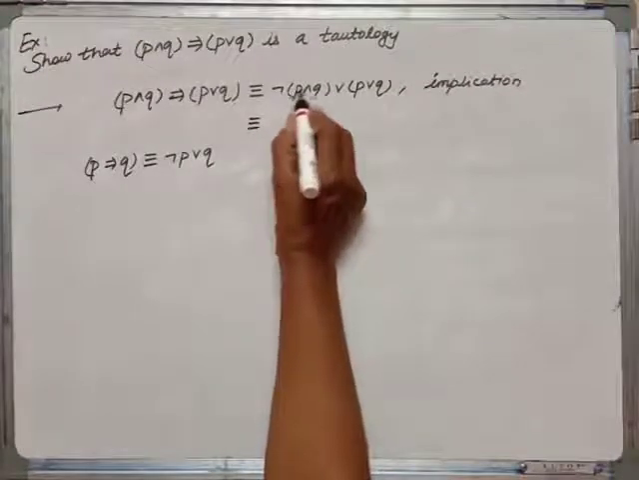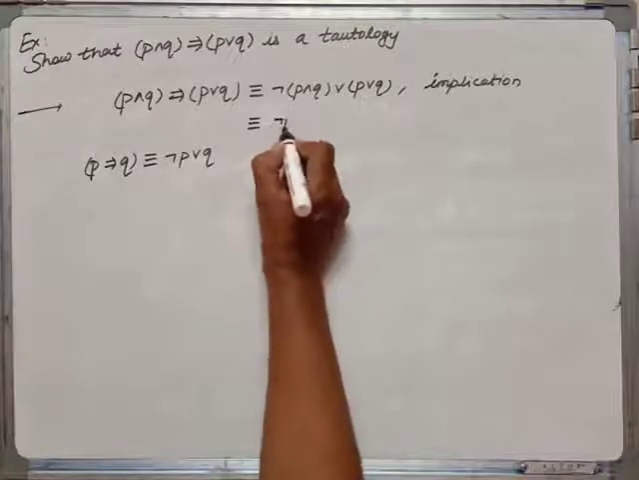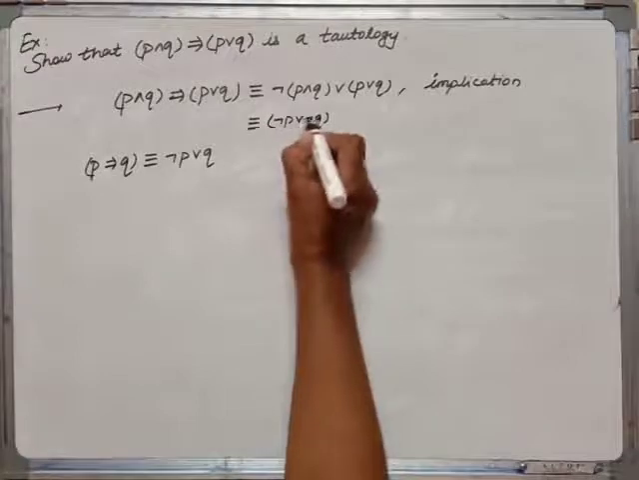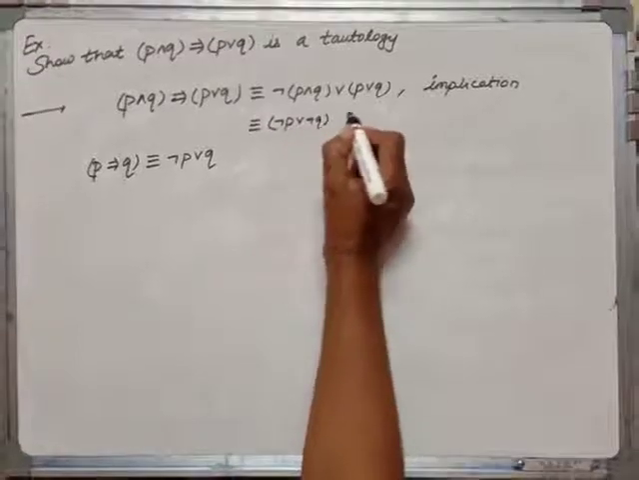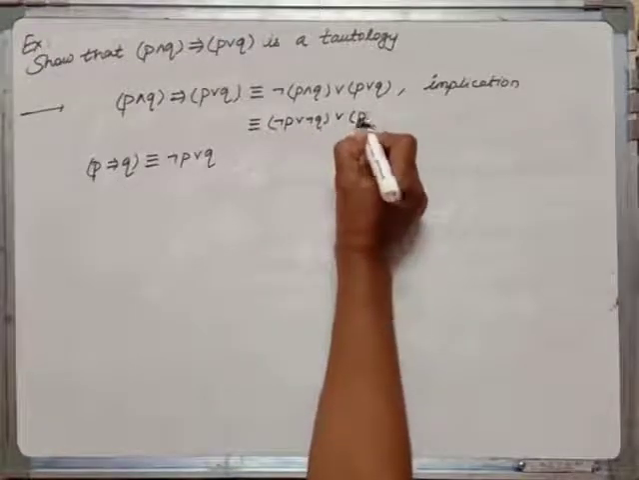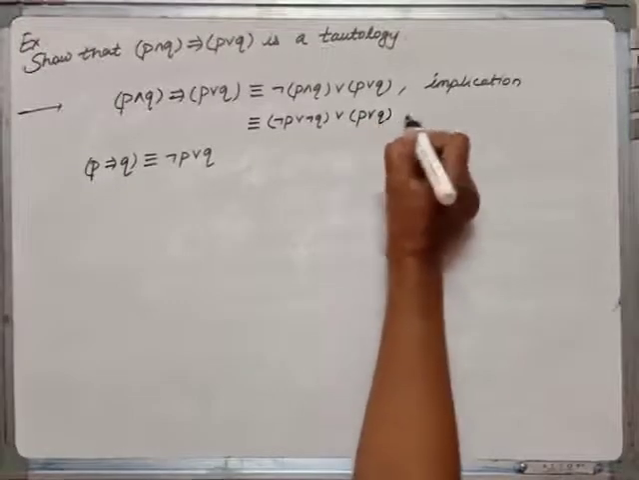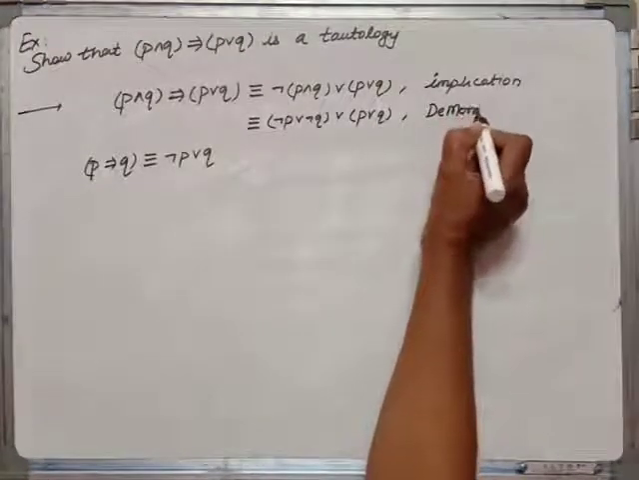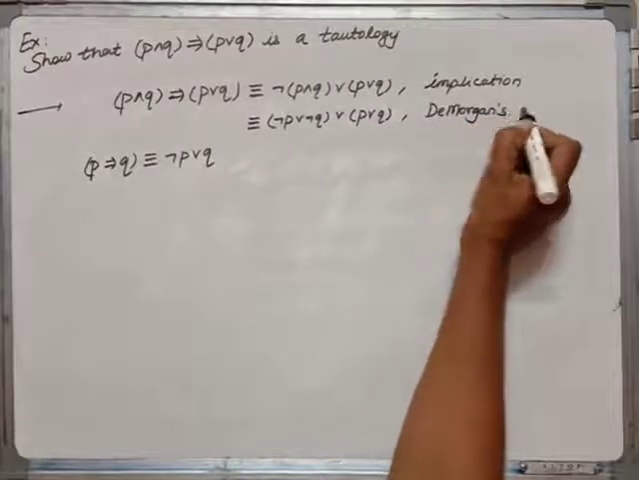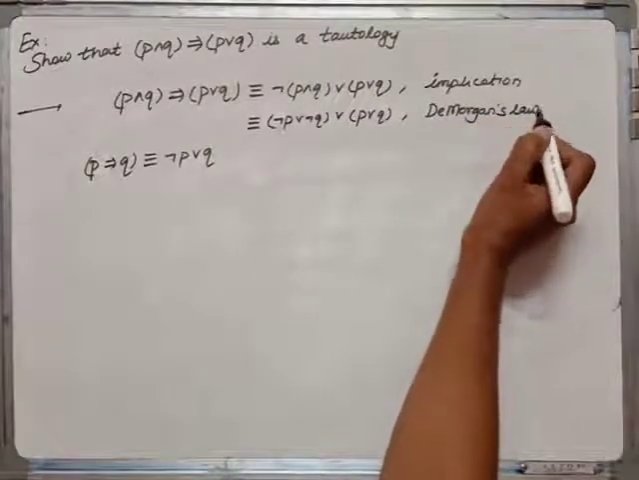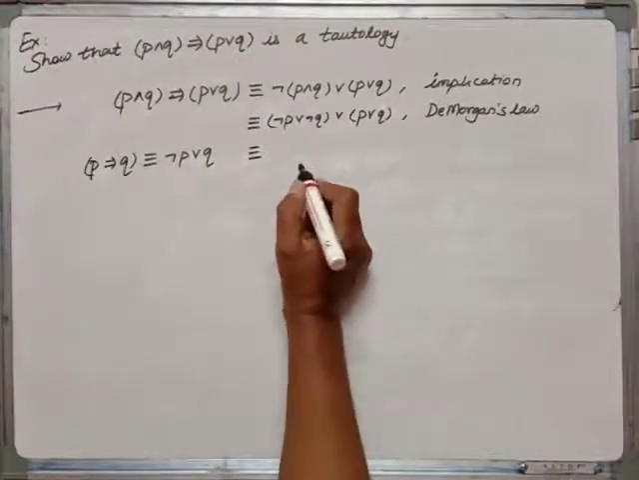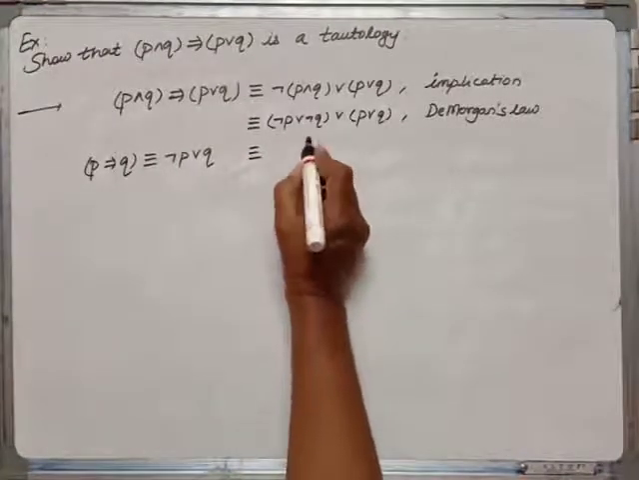Now this is equivalent to, let me apply this negation here. It will become negation P or negation Q, or P or Q. This is by De Morgan's law.